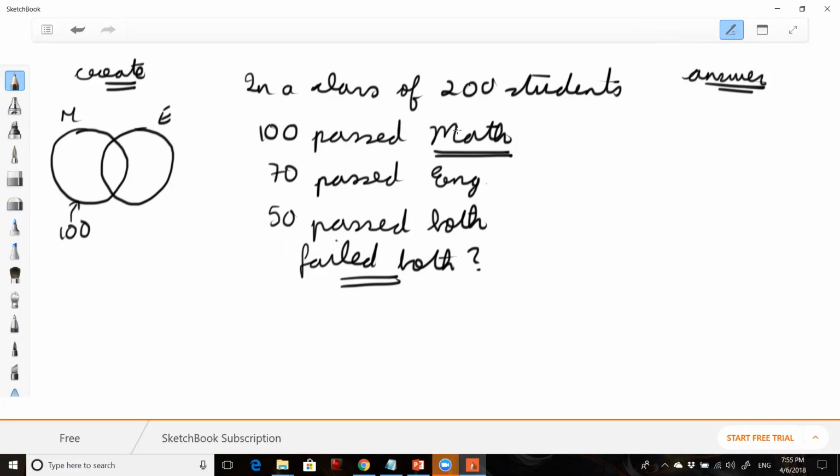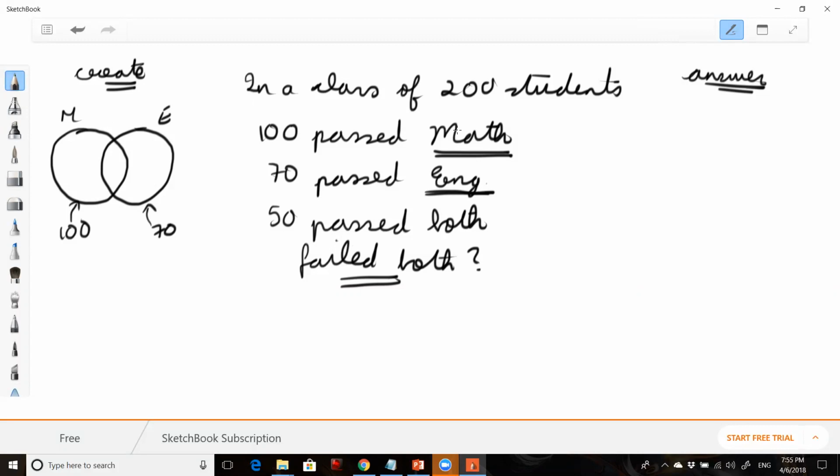The region 1 was only math, right? Math was the entire circle, 1 plus 2. Remember the previous slide? So make sure you don't fall for that trap. That's the simplest trap that you can fall for when you create the Venn diagram. Understand what data is given to you. 70 students passed English. So this entire circle has to be 70. I can't put 70 inside the English circle alone.